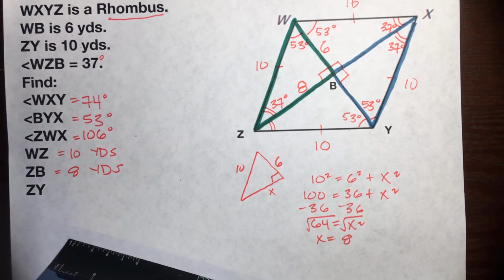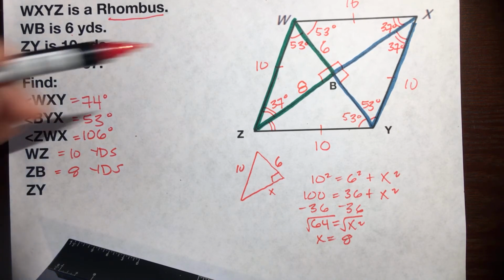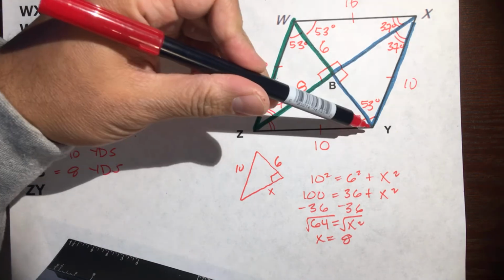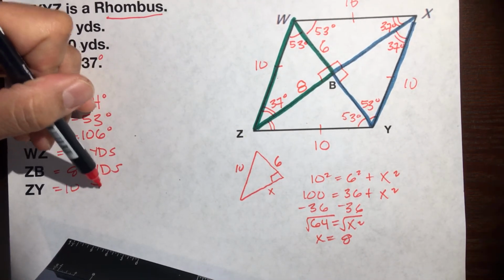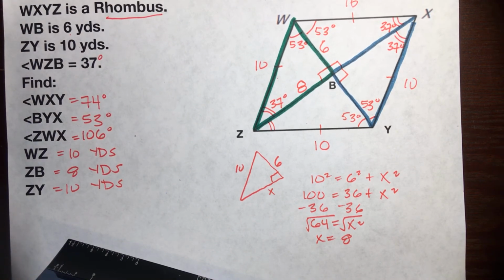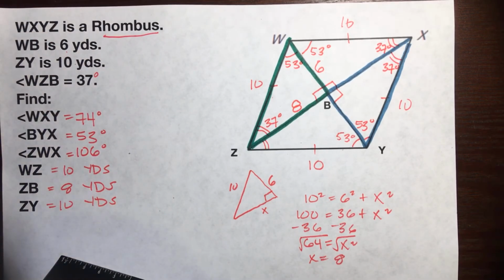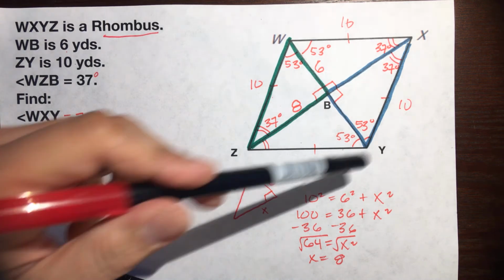And the very last one, ZY. Oh, look, we already know that's 10 because we wrote 10, because it's equilateral. There you go. So that's a rhombus. That's how you find the parts of a rhombus.